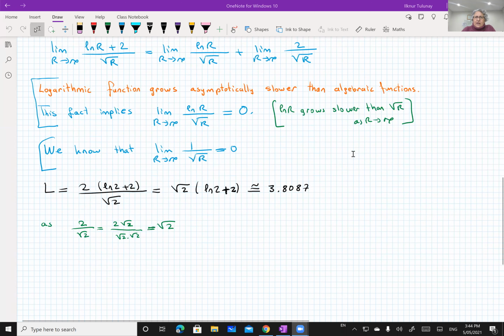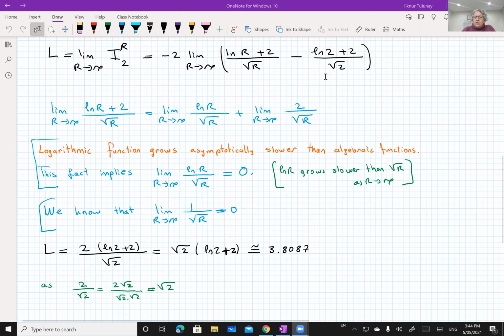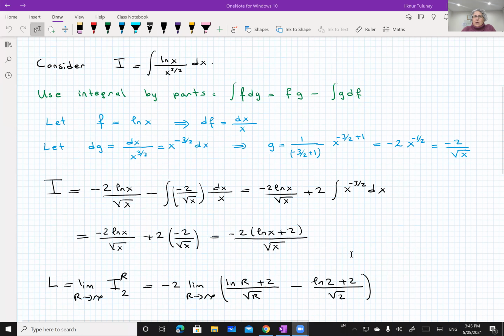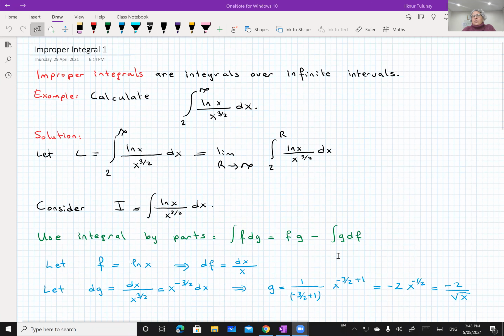Since we have minus and minus, then we will have plus, which will give us these numbers. So that's root 2 ln 2, because root 2 over root 2 is basically root 2. That's root 2 ln 2 plus 2, and as a number, it is 3.8087. So this is how we solve. This is just one example of how we solve improper integrals. Thank you very much for listening.